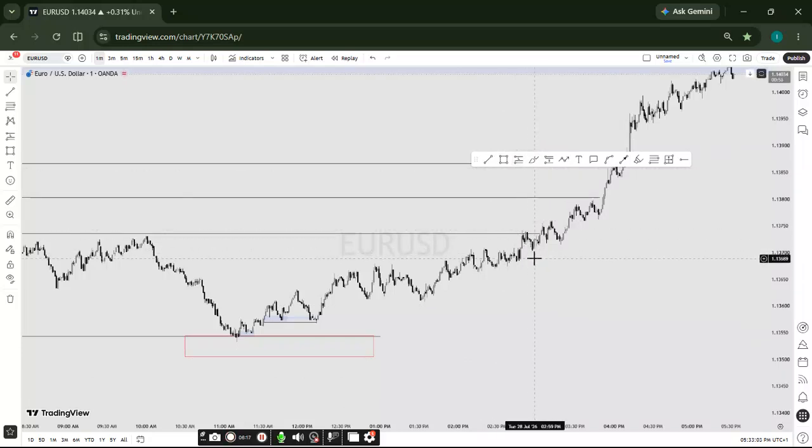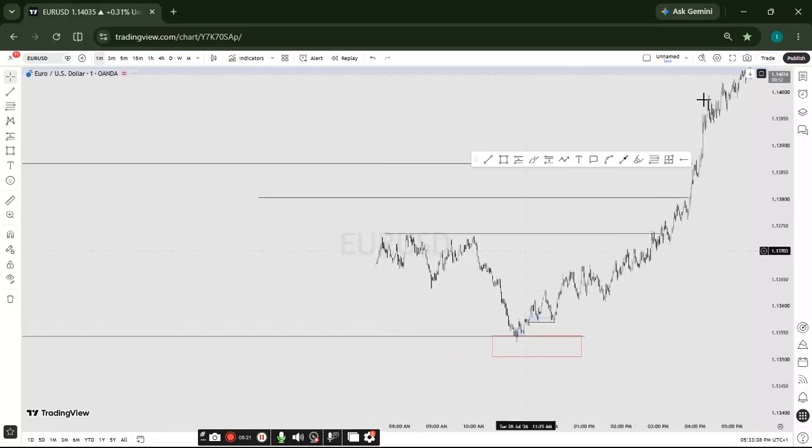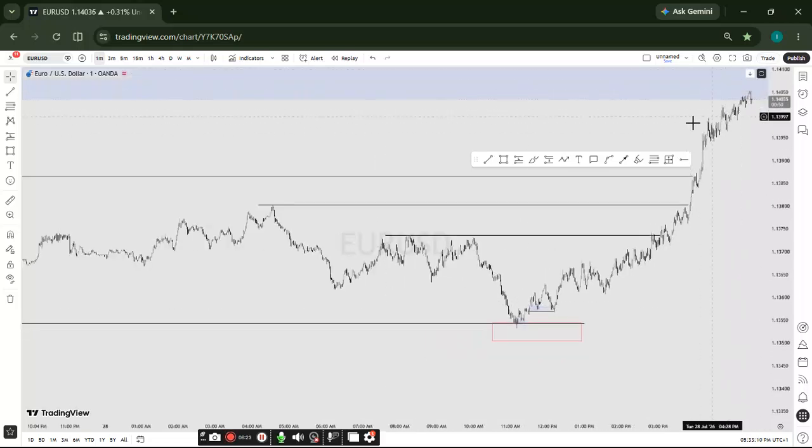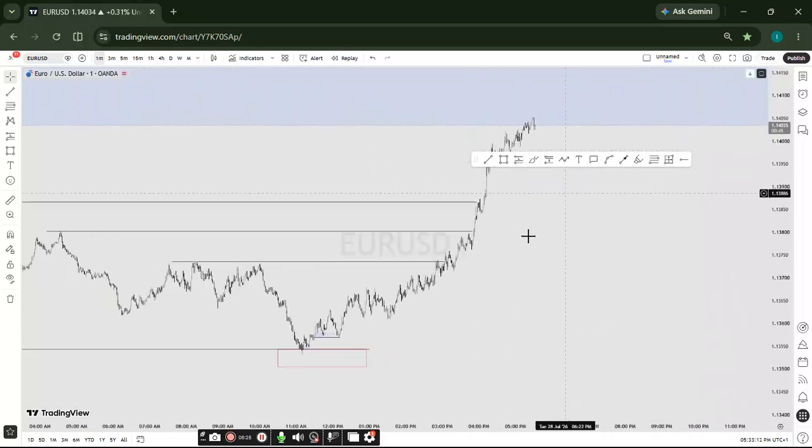I'm sorry about that. So this was the position, entry here and exit here. And that was exactly how the trade played out.